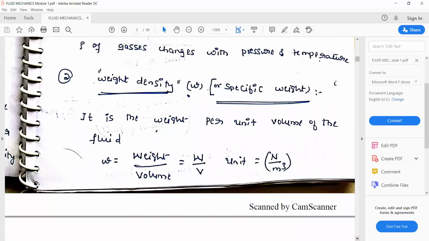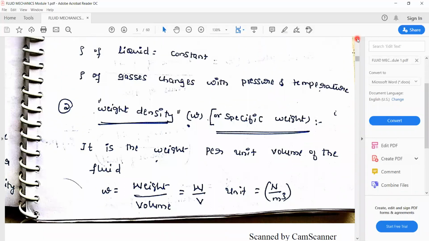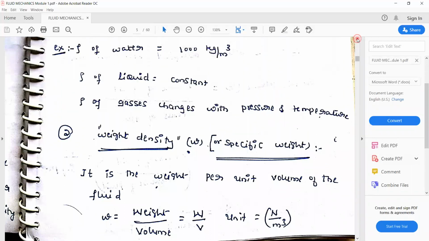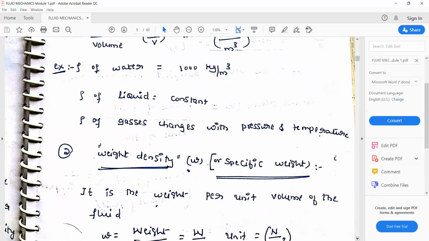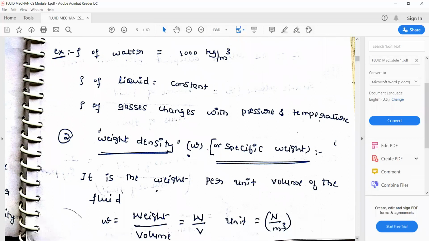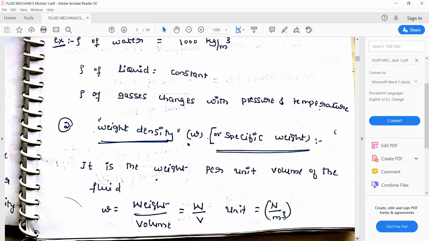And one more thing I forgot to mention. What is the unit of density? Density unit is kg per meter cube. Here you can observe mass unit is kg and volume unit is meter cube. Remember, density is defined as the ratio of mass by volume, then the unit of density is kg per meter cube.